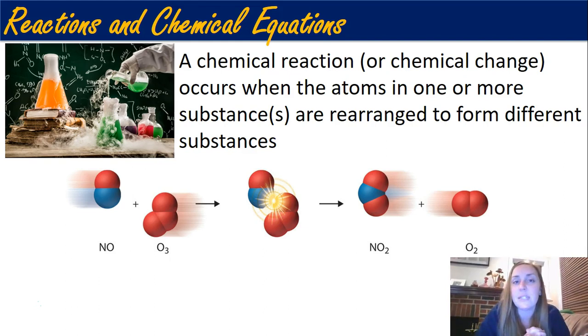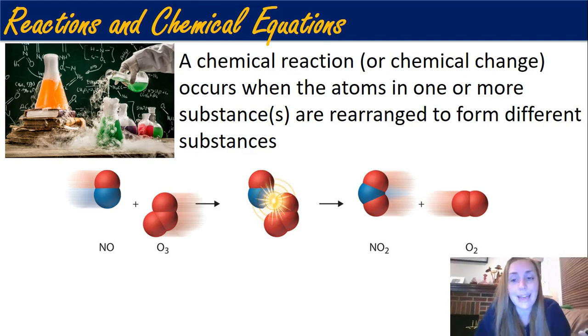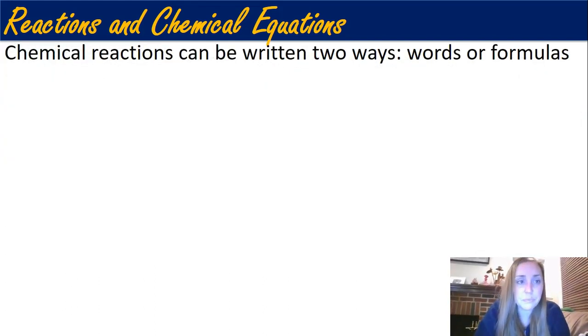So you're going to have different signs, whether a gas is released, a precipitate is formed, that's that solid that comes from two liquids. If there's a color change, a temperature change that you didn't instigate, those are signs that a chemical change happened. So chemical reactions can be written in two ways.